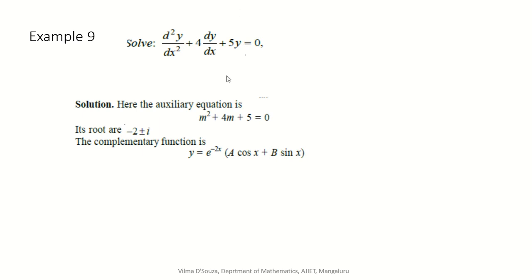Okay, next example I have considered here. Solve d square y by dx square plus 4 dy by dx plus 5y equal to 0. What is your auxiliary equation? M square plus 4m plus 5 is equal to 0.